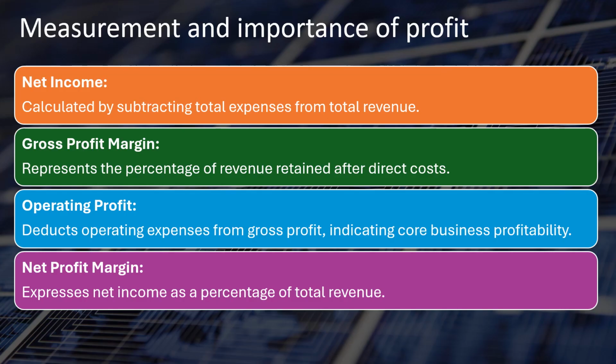Measurement and importance of profit. So here we go over some key terms for the word profit. So starting off, we have net income, which is calculated by subtracting the total expenses from the total revenue. Gross profit margin, which represents the percentage of revenue retained after direct costs. Operating profit deducts the operating expenses from gross profit, indicating core business profitability. And net profit margin expresses net income as a percentage of total revenue.